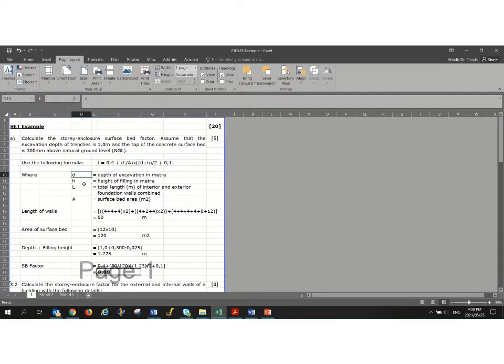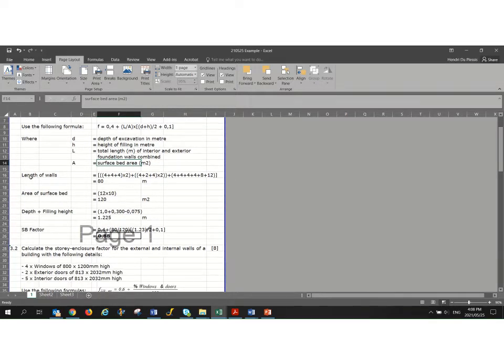Okay, and obviously you need to know where D is the depth for the excavation in meters, and H is the height for the filling in meters, and then L is the length of the interior and or the exterior foundation walls combined, so please take note. And then you've got your area, which is your surface bed area that you will use. Okay, so then you basically just populate your formula.